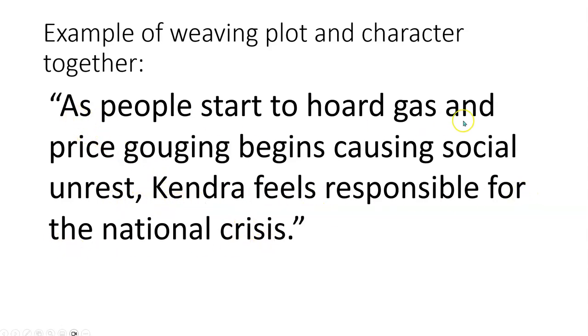So again, this is the plot point: people hoarding gas, price gouging begins, and social unrest is caused by this. Okay, so these are plot points. How does this relate to the character? Well, Kendra then feels responsible for this national crisis. So we can see how we can combine these elements together and form this little narrative where we're including not only the character arc, but also the plot points of the story.